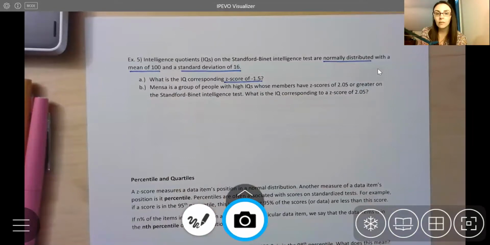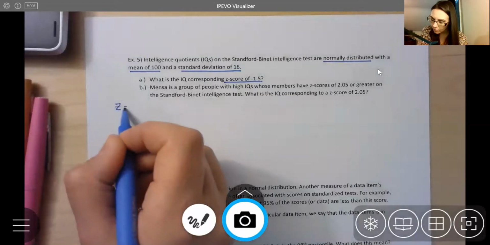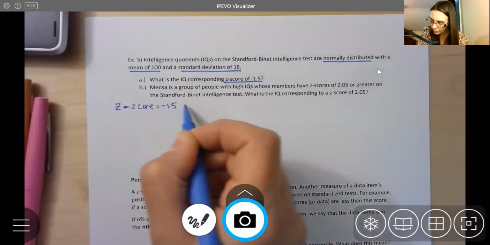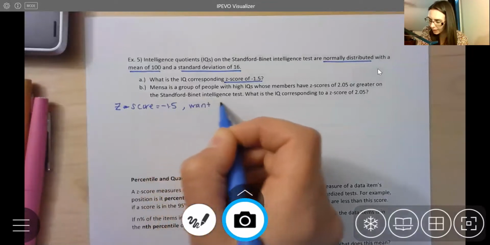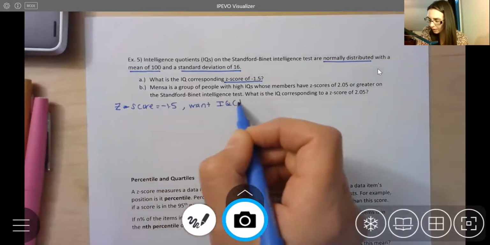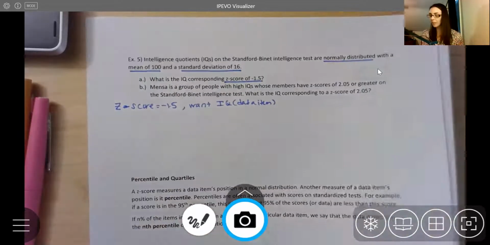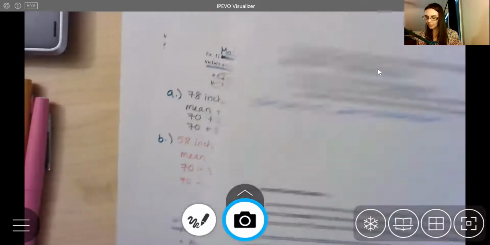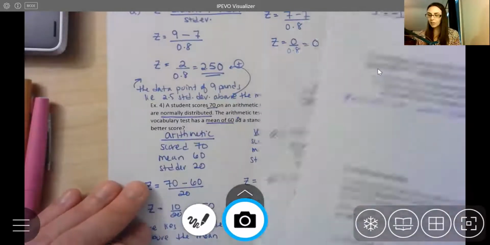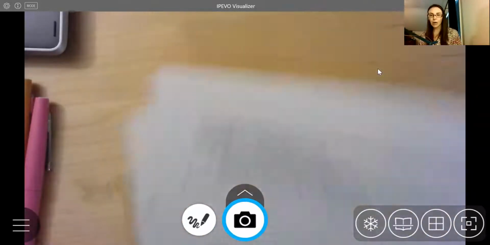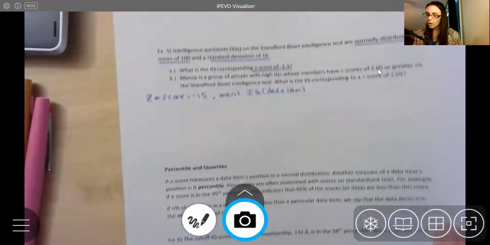Now, this one's a little bit tricky. So here I have the z-score, and I want the IQ score. I want the data point, right? I want the data item. That's different than what we did in the last couple of examples. In the last 2 examples, we started with the data items, the actual scores on the tests or the pounds for the babies, and we went to the z-scores. So now we're going backwards. So how can you go backwards?